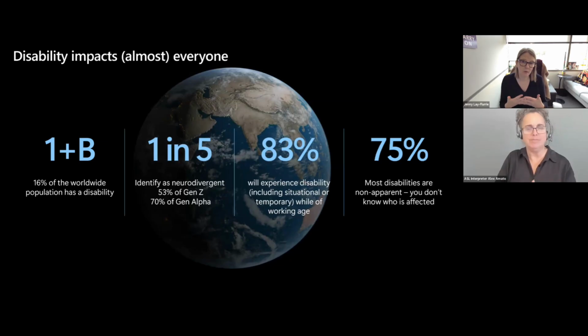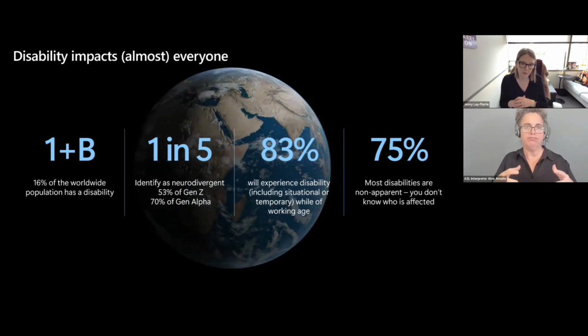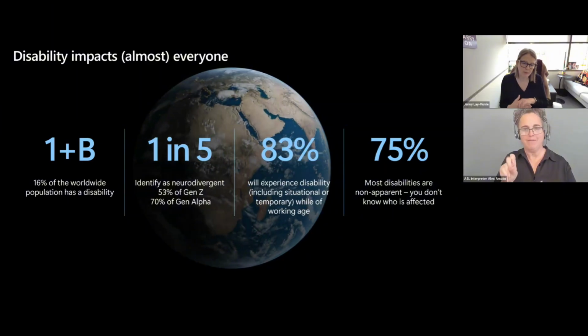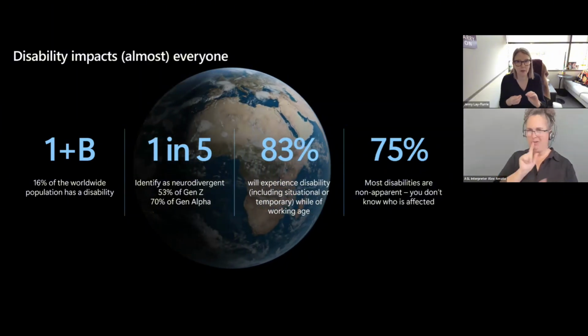One of the biggest areas that's growing is neurodivergence. 1 in 5 now identify. That's 53% of Gen Z, over 70, it's about 73% of Gen Alpha.